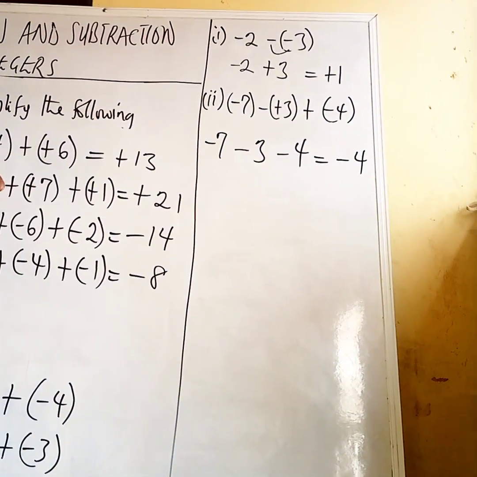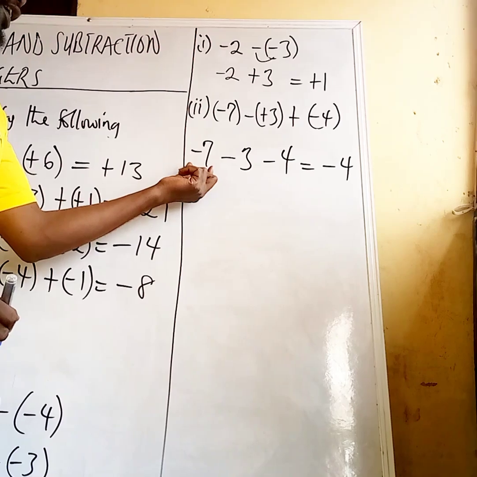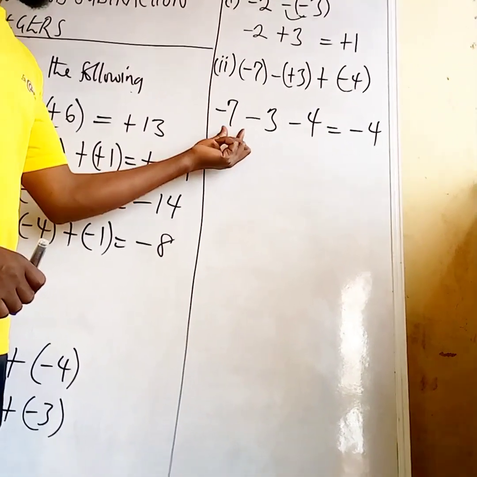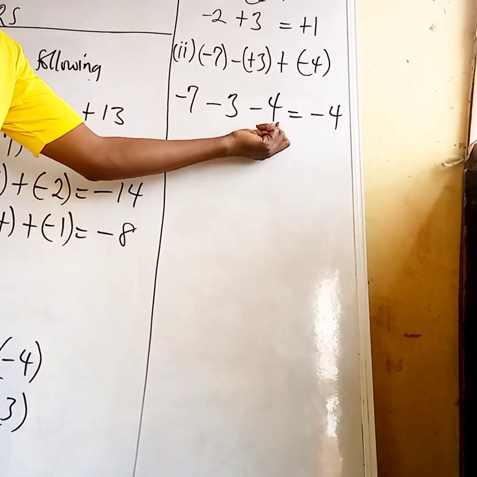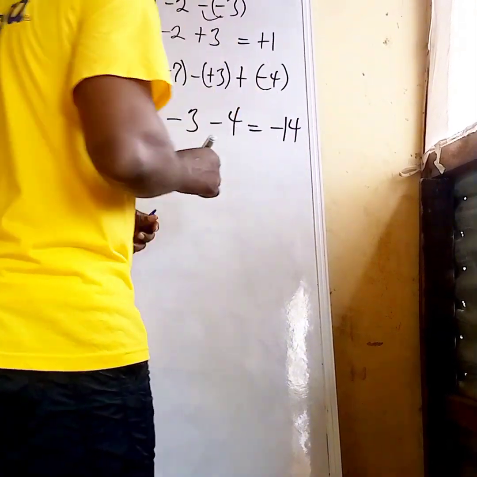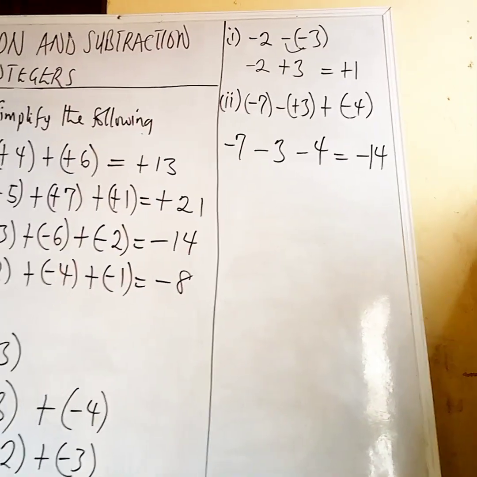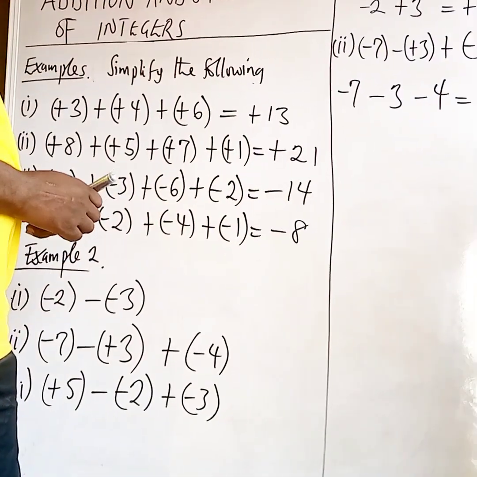So this is just minus 7 minus 3 minus 4. It means you are joining minus 7 together with minus 3 together with minus 4. You add them together, and that is minus 14. Minus 14.